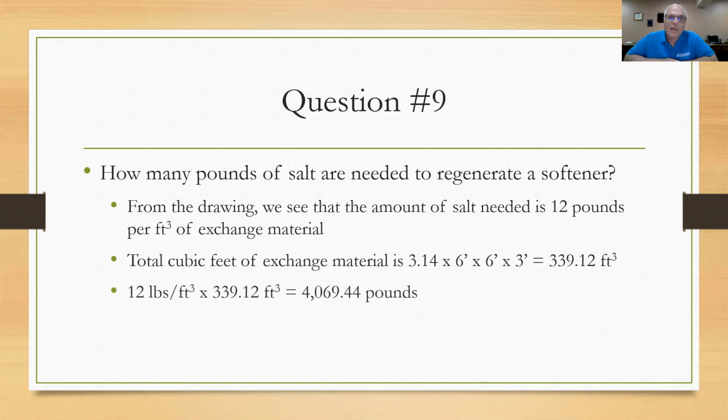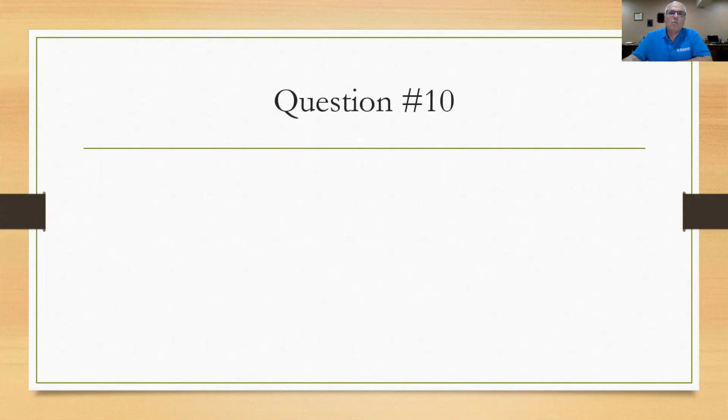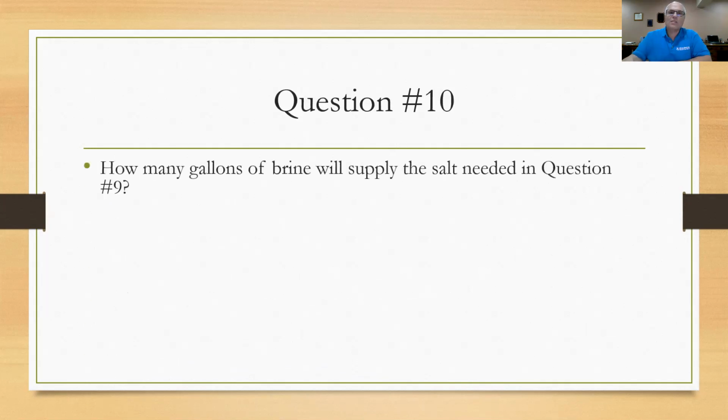So for that 339 feet, I can multiply by the 12 pounds needed per cubic foot. It turns out I would need about 4,069.44 pounds of salt to regenerate a softener. So moving on to the last question, number 10, if it takes that much salt, they're going to ask us how many gallons of brine is going to give you that much salt to regenerate this softener.